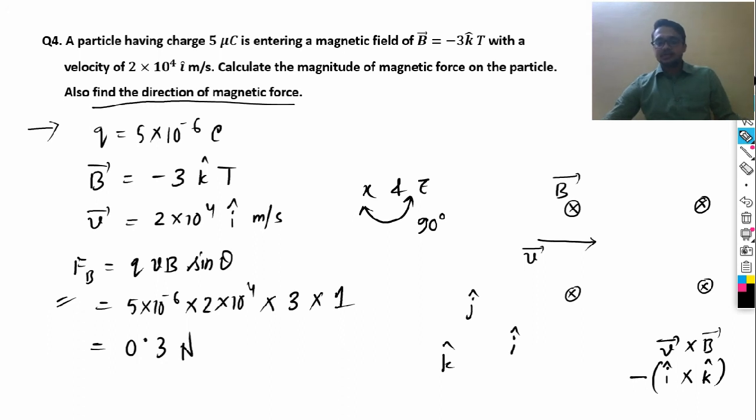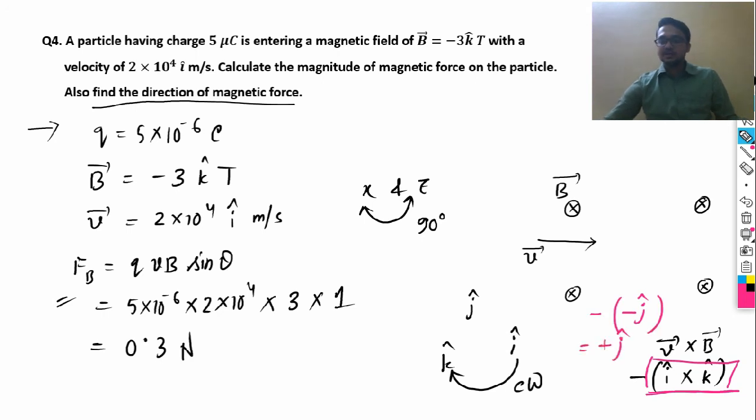So first check i cap cross k cap. What about i cap cross k cap? It means we are going in this direction, i to k. Which kind of rotation is this? Here we are seeing clockwise rotation. So clockwise rotation means i cap cross k cap will give us minus j cap, right? Only this part. Now one minus sign is already there, so minus of minus j cap, that means it will be plus j cap.